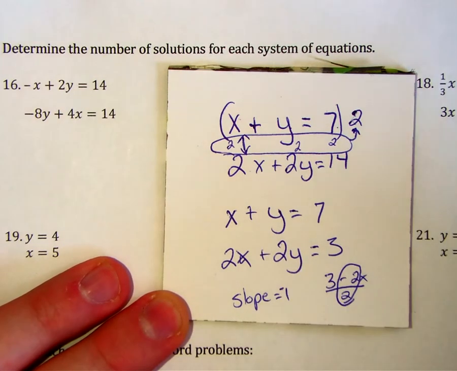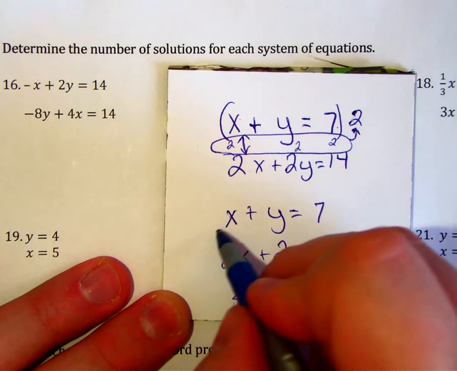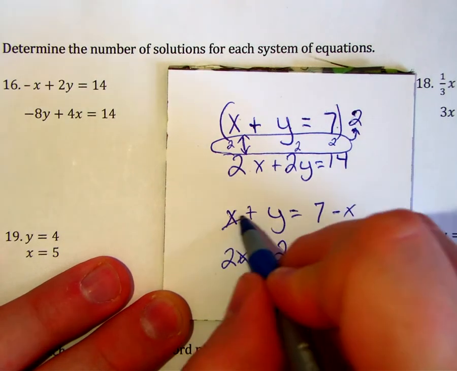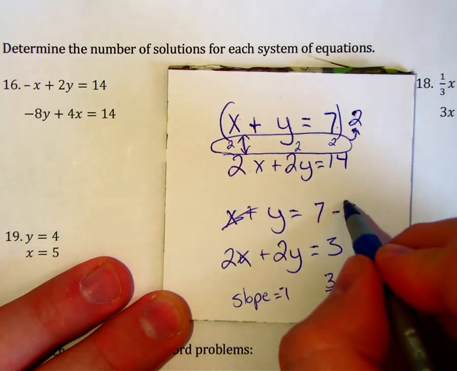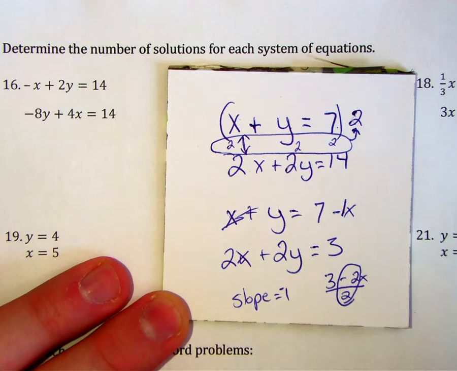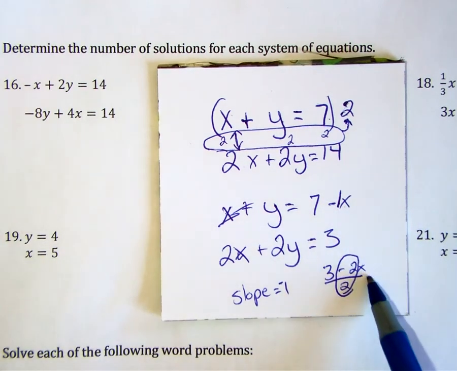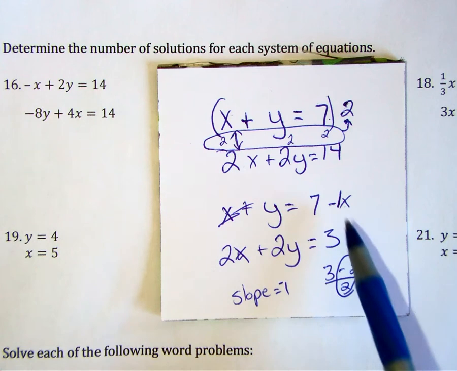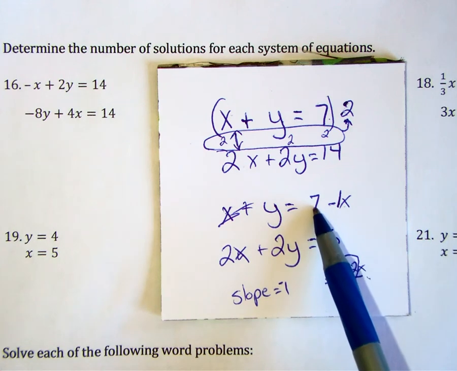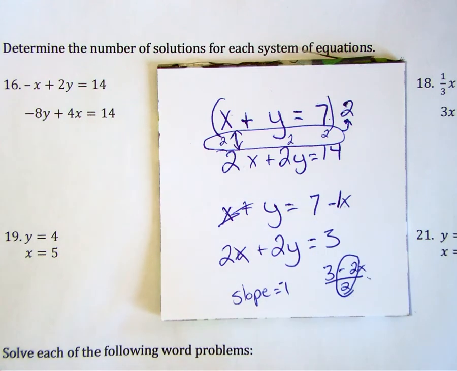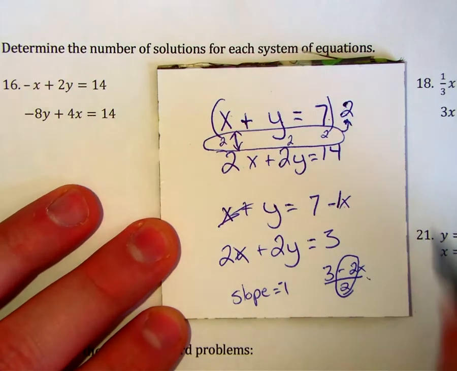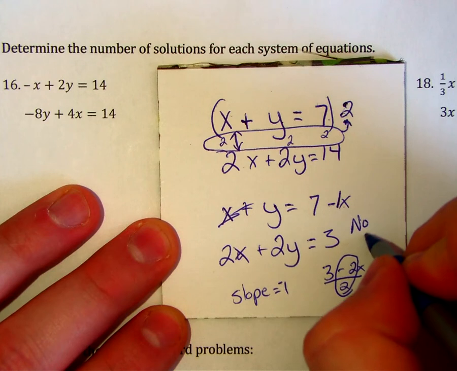Now, if I do the same thing for the first equation, I put it in y equals form, that means I'm going to be subtracting x from both sides, and it also would have a negative 1 slope. So the slope would be the same, but the y-intercepts would not. Since they would have different y-intercepts, we're going to end up with parallel lines that have absolutely no solution. So this gives us no solution.